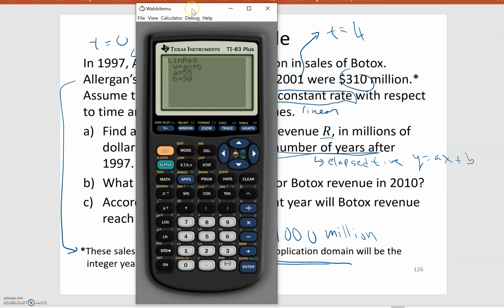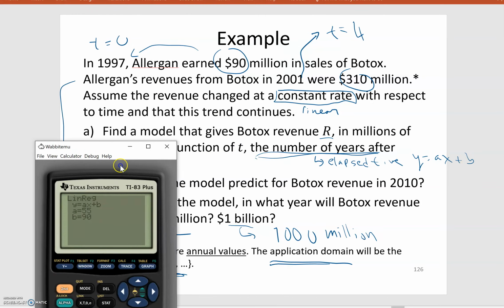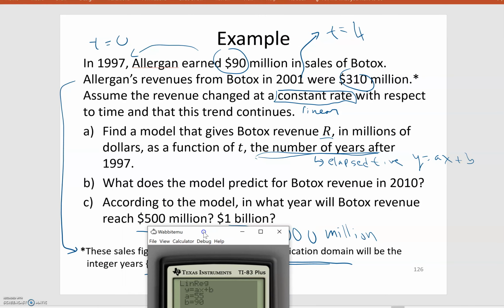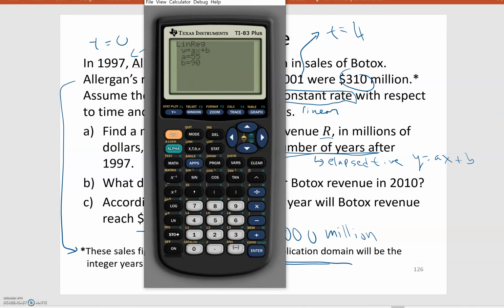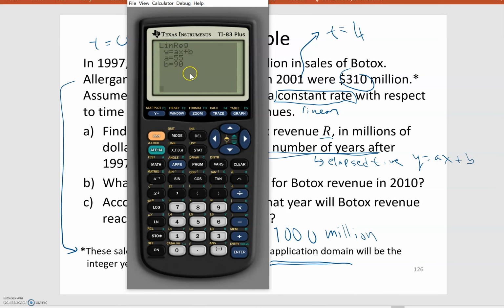Now we want to know what year will revenue reach 500 million. So we're looking for this to meet or exceed 500. And remember, we only have 1 year. Each year has only one revenue associated to it.